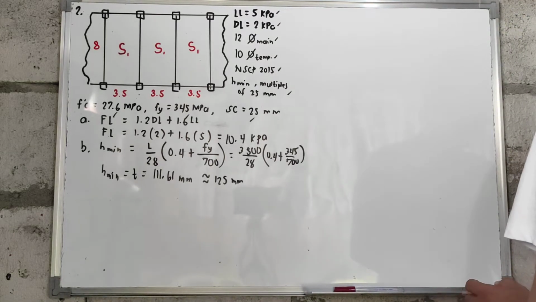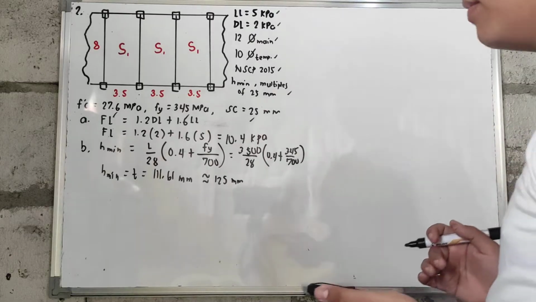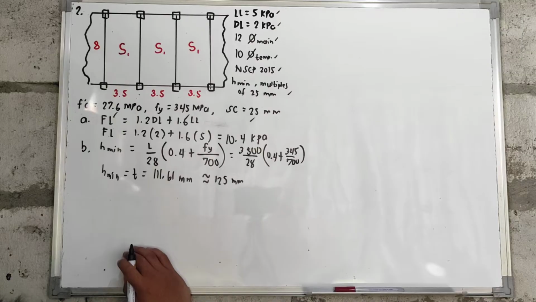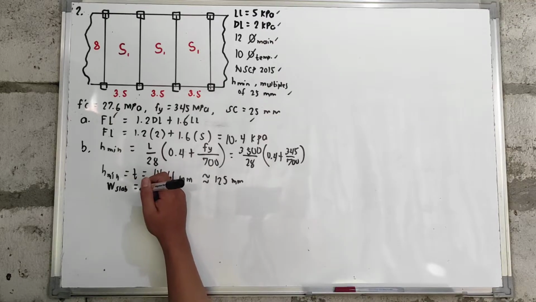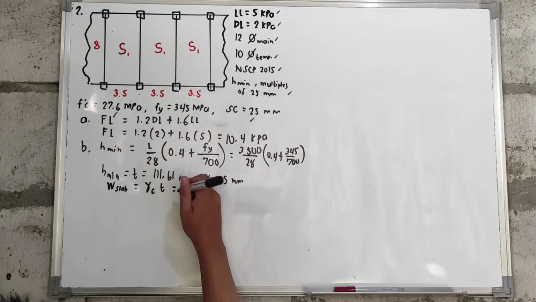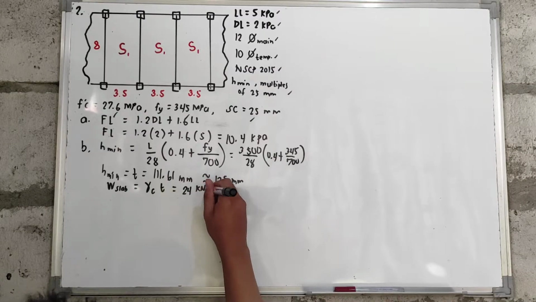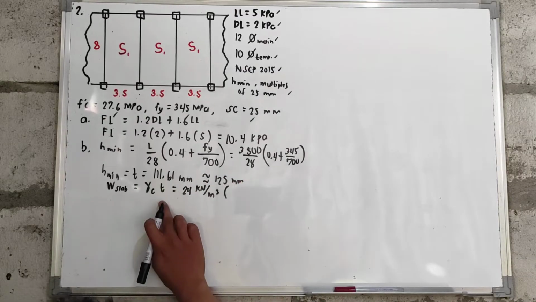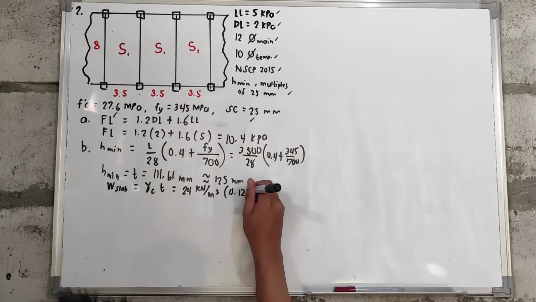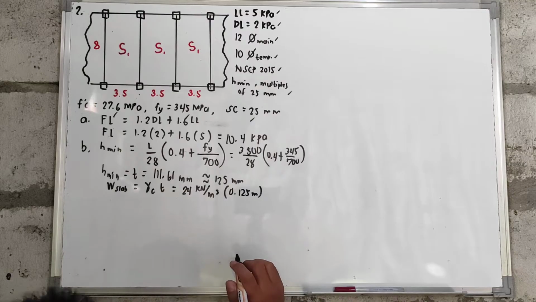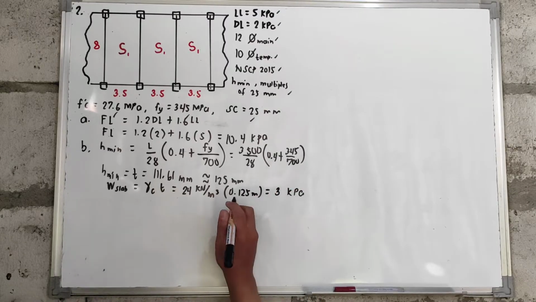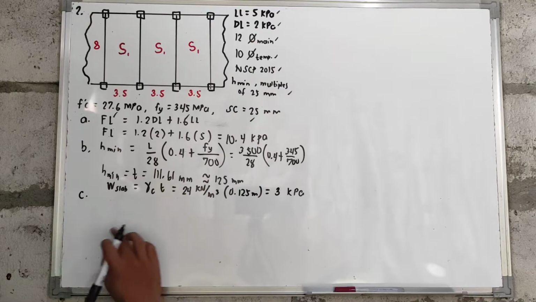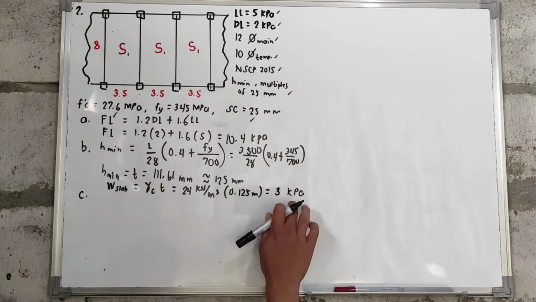So after computing for the value of your thickness, let us now calculate for the value of the weight of your slab. So hanapin natin yung weight ng slab natin. So that is equal to unit weight of concrete multiplied by the thickness. So for this one, sabihin natin na yung unit weight ng concrete natin, that is 24 kilonewton per cubic meter multiplied by the value of the thickness, which is equal to 0.125 meter, or etong 125 mm natin. So you will have a value in kPa which is equal to 3 kilopascal.